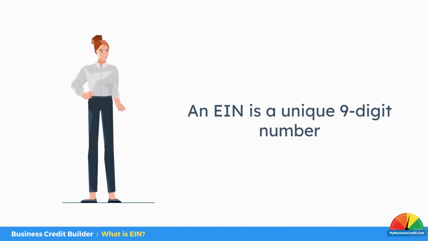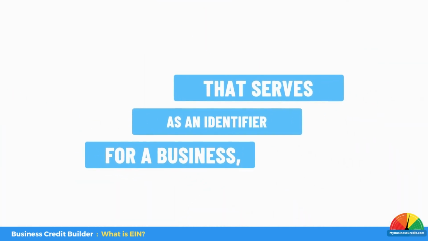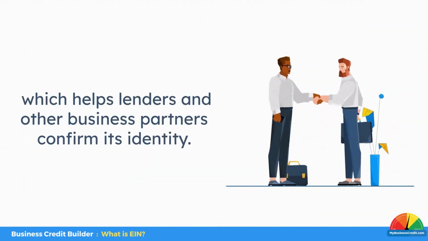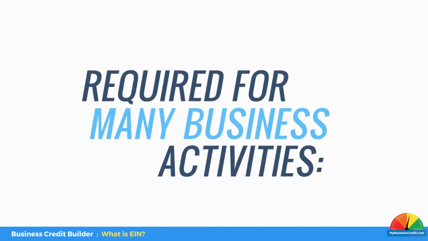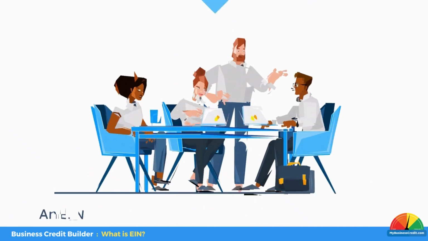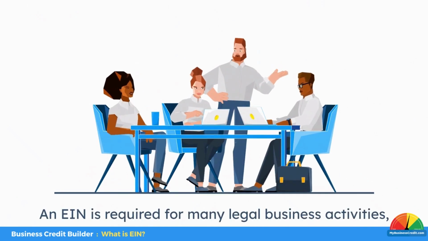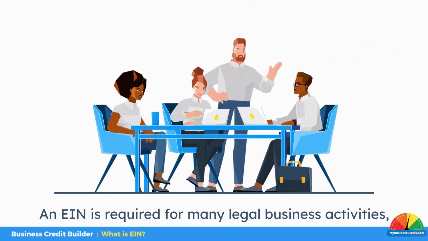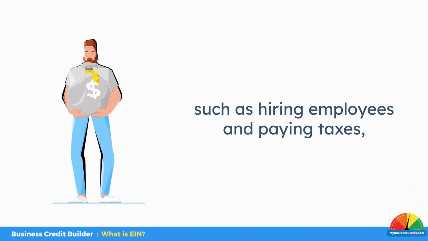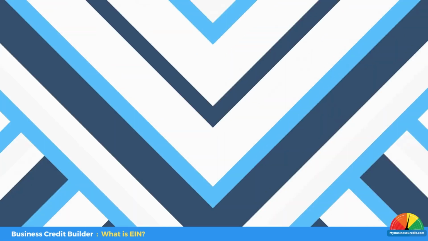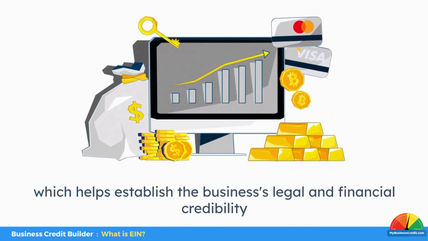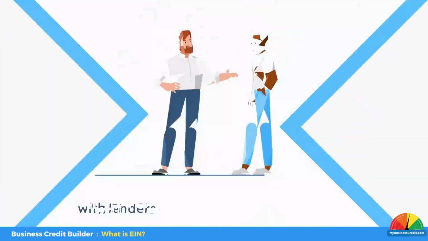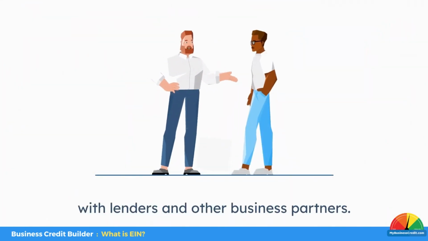Provides a unique identifier. An EIN is a unique 9-digit number that serves as an identifier for a business, which helps lenders and other business partners confirm its identity. Required for many business activities. An EIN is required for many legal business activities, such as hiring employees and paying taxes, which helps establish the business's legal and financial credibility with lenders and other business partners.